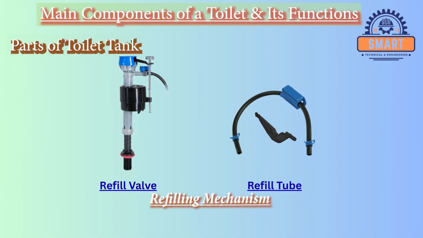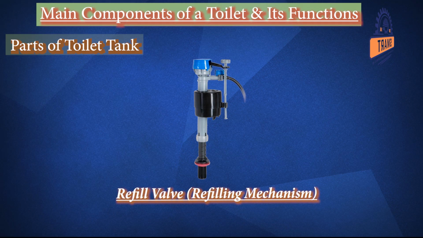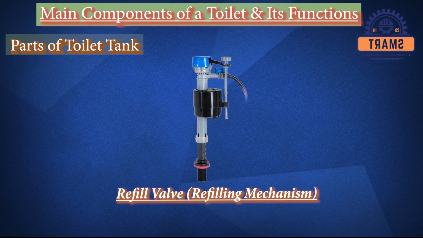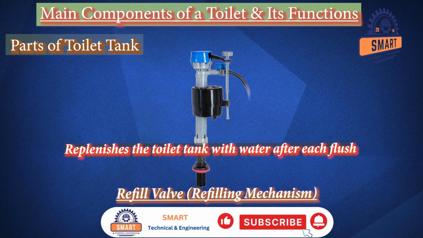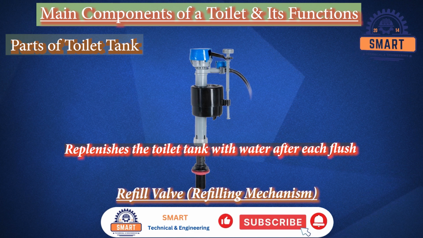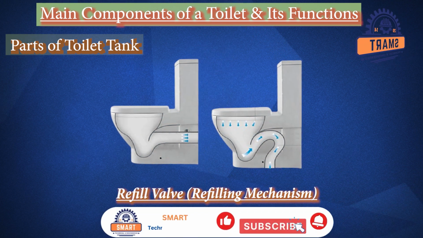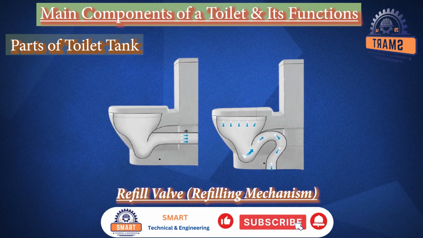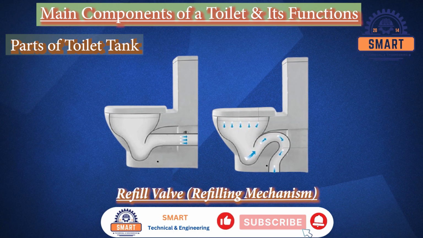Refilling mechanisms of the toilet tank. Refill valve. The refill valve of a dual flush toilet is the part of the filling mechanism that replenishes the toilet tank with water after each flush, diverting some water to refill the bowl as well. In a dual flush system, it works in tandem with the dual flush valve, which releases water into the bowl to provide 2 flush options.